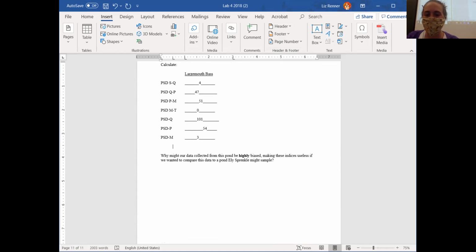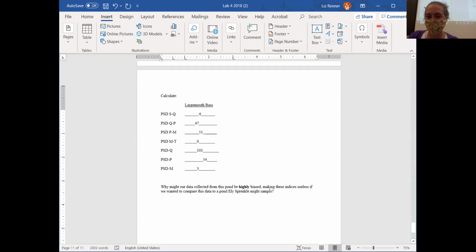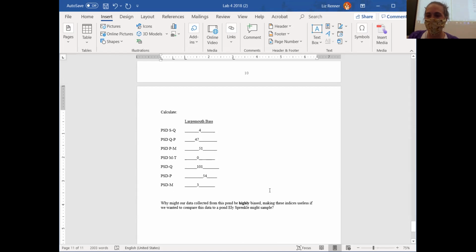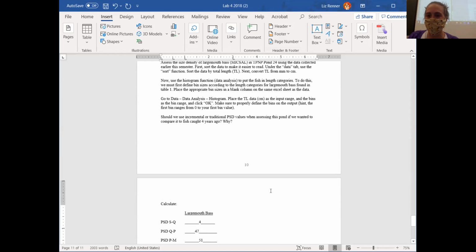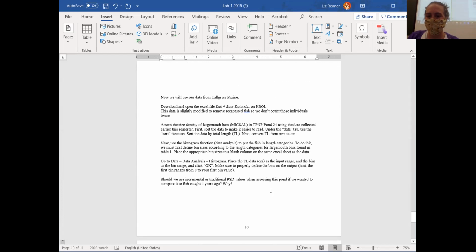the final question is, why might our data collected from this pond be highly biased, making these indices useless if we wanted to compare this data to a pond Eli Sprinkle might sample? What are some things that could create bias in this data set? Catchability among size classes, very good. Yes, so different gear types. We are limited to only comparing using a single gear type, right? But some gears select for certain sizes, or capture efficiency differs for smaller sizes, right? So that's a huge issue.